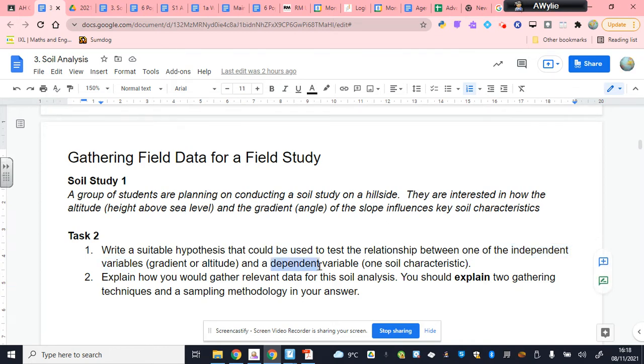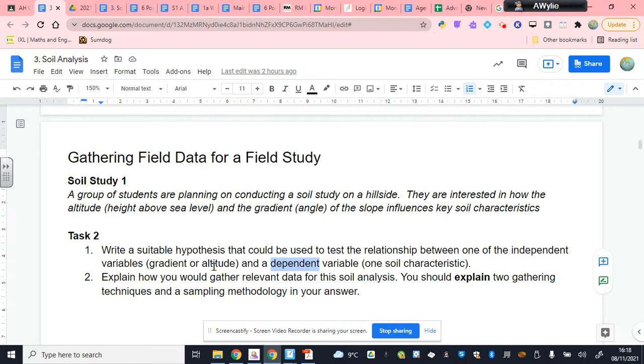Now, to answer this question, the first thing you have to do is understand what's the difference between an independent and a dependent variable. An independent variable is something that cannot be influenced by something else. So, for example, height above sea level cannot be influenced by anything else, by the soil or the land use or anything. It is the height above sea level. Likewise, the gradient of a slope is not influenced by somebody else. You can't change the gradient of the slope just because you plant a different crop on a field. So these are fixed in place.